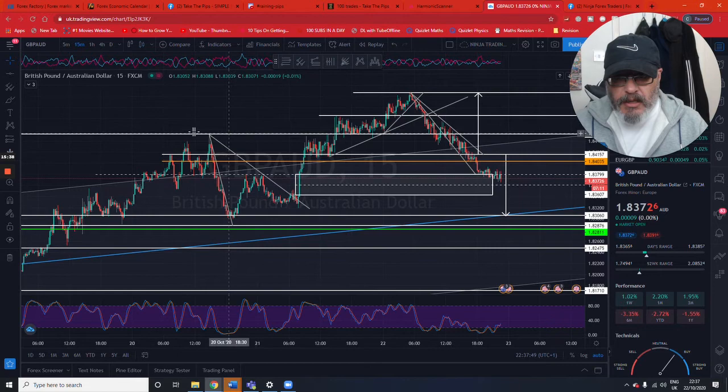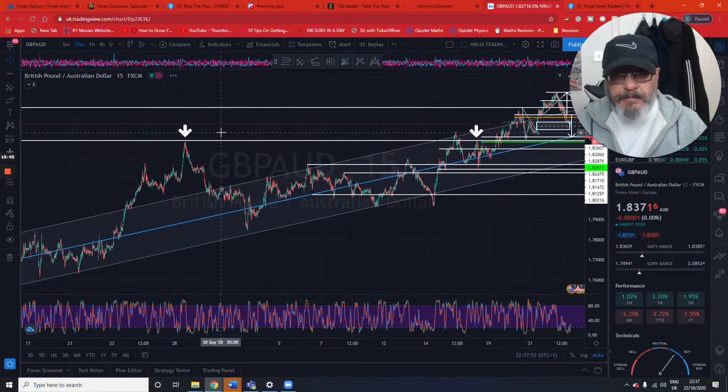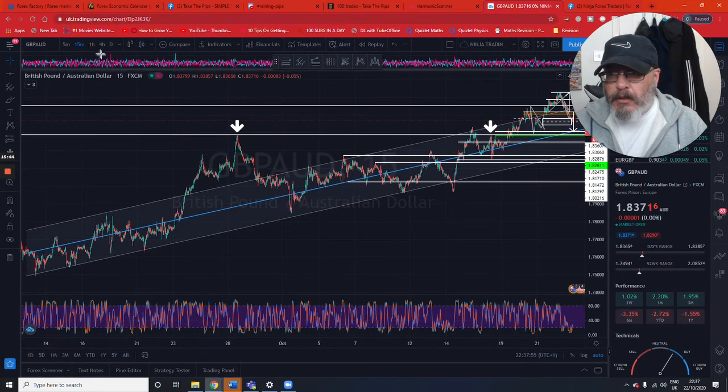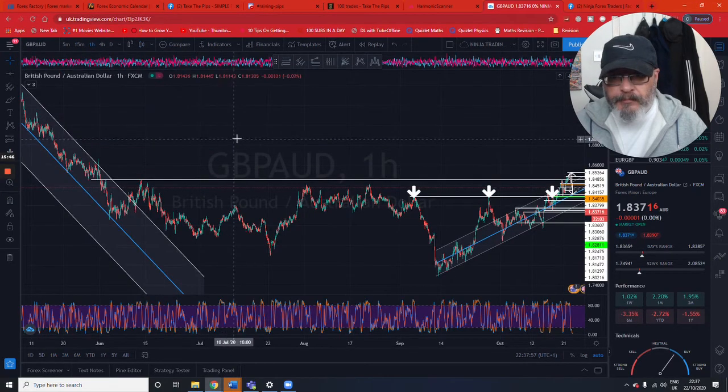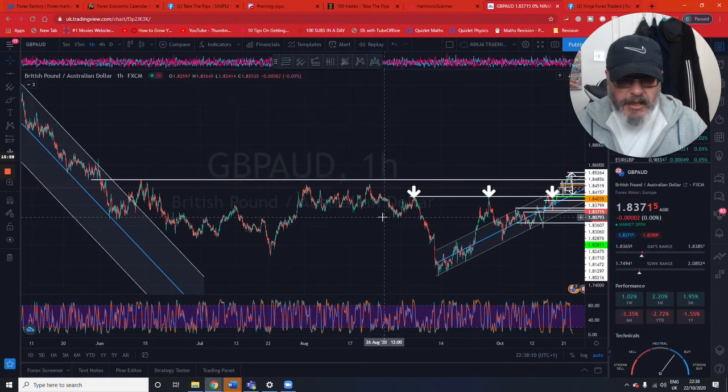And actually this line here goes way back by the look of it. So back here. In fact, that doesn't quite extend far enough, but you can see there that price has come down to that level as well. It's pushed up, hit that level, hasn't quite made it there.